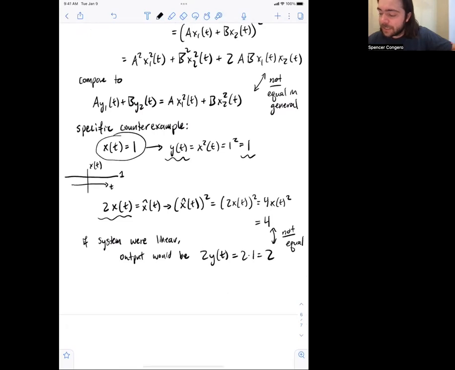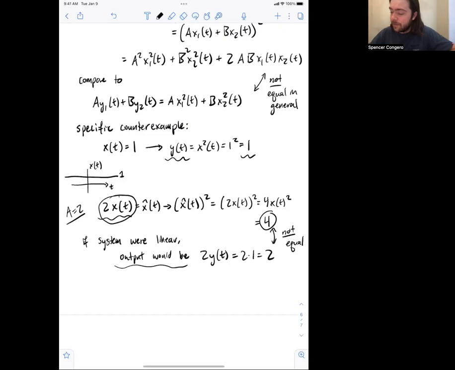Okay, so just to summarize, this was our specific counterexample. We said, what if x of t was 1 and a was 2? And then we just went through the linearity check for that specific counterexample. We saw that when we put in 2 times x of t, we got out the signal 4. If the system were linear, the output would be 2 times y of t, right? The same linear combination of the output as we had for the input, but 2 times y of t by calculation is just 2. And 2 and 4 are not equal. And so there we go. The system is not linear.